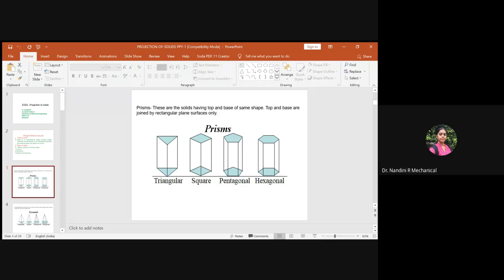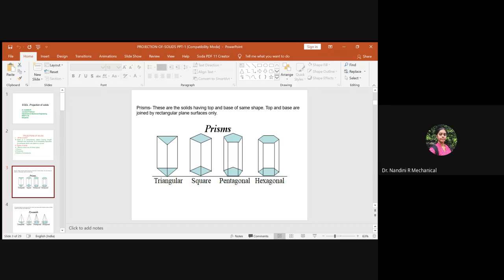Suppose you have this, and every prism or pyramid will be having a central axis. So how do you draw a center axis? At the top, you'll be having a center. If you join the diagonals, you'll get a center point. And similarly at the bottom, if you join the diagonals, you'll get a center point. So you will be having a central axis from the top to the bottom.